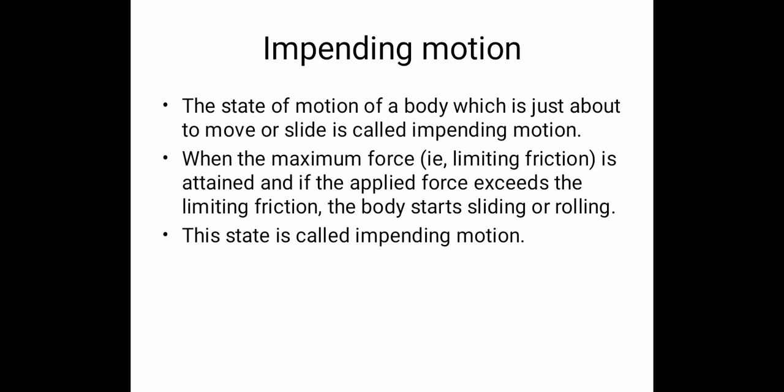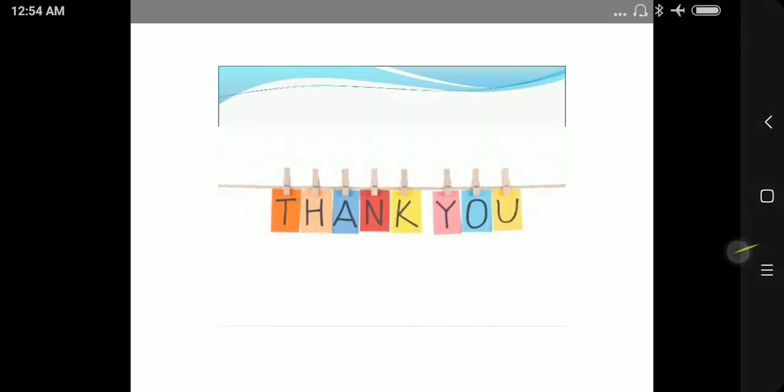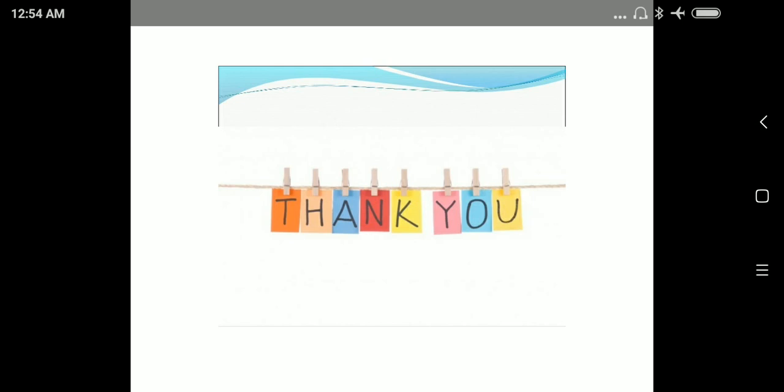Impending motion: the state of motion of a body which is just about to move or slide down is called impending motion. The point where the object tends to slide down is called impending motion. When the maximum force is attained and the applied force exceeds the limiting friction, then the body starts to slide down. This state is called impending motion.